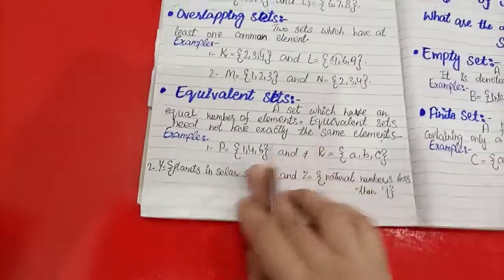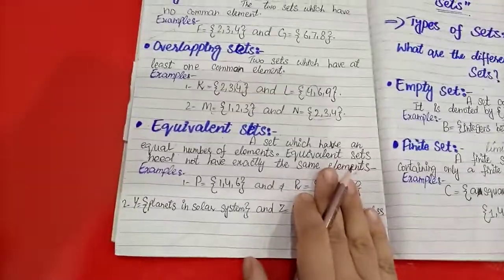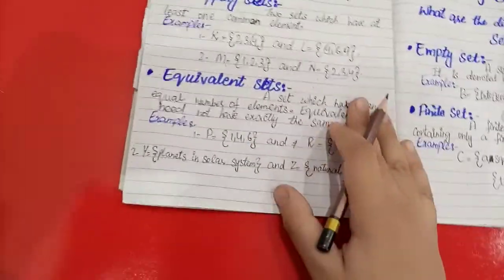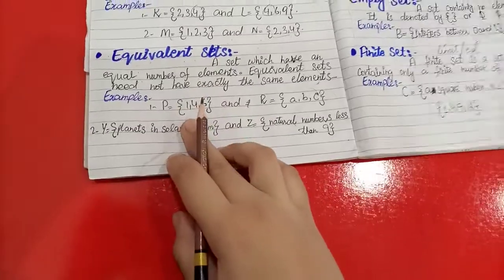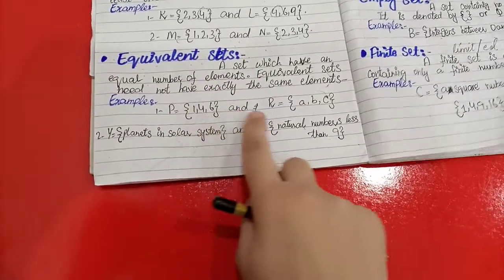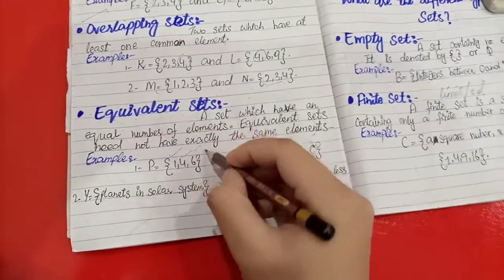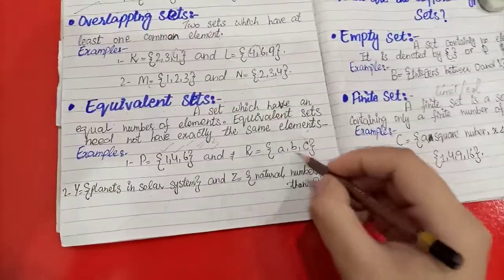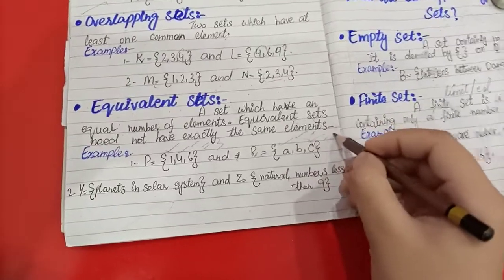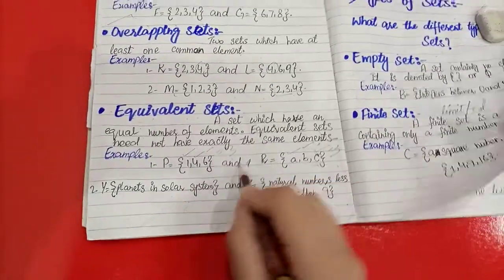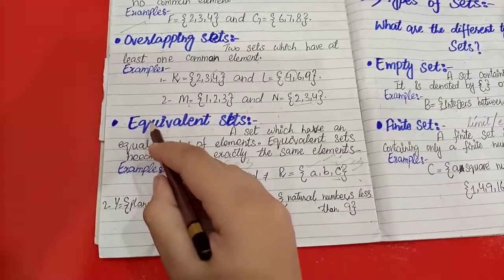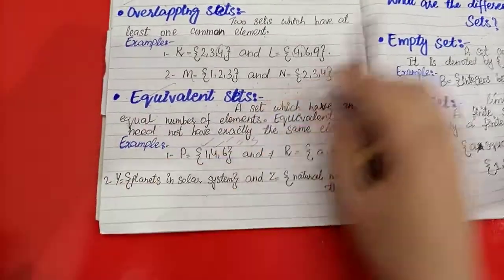Overlapping sets have no need of common elements, same elements. See the example: P is equal to {1, 4, 6} and R is equal to {a, b, c}. 1, 4, 6 are three elements, and a, b, c are also three elements. Both contain three elements, so we call this an equivalent set.